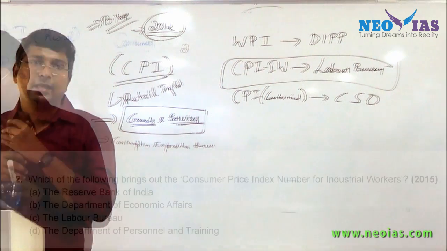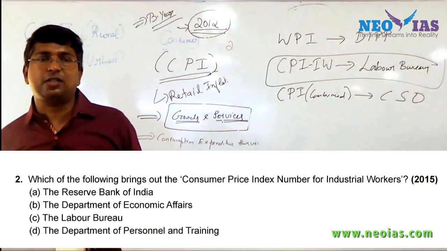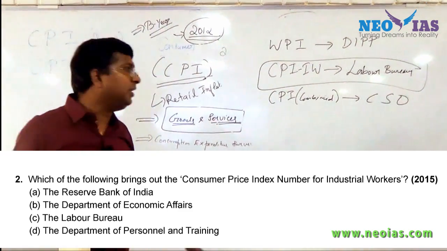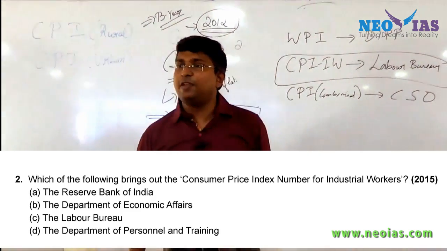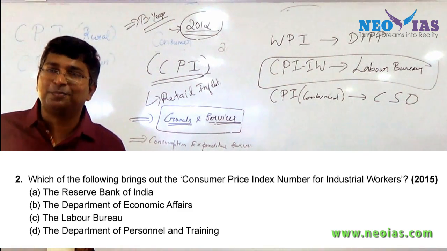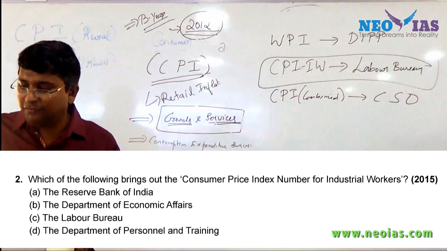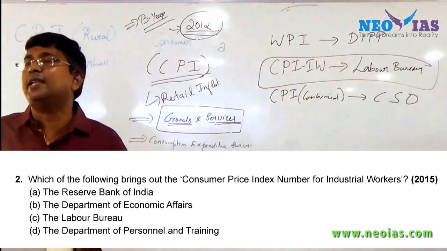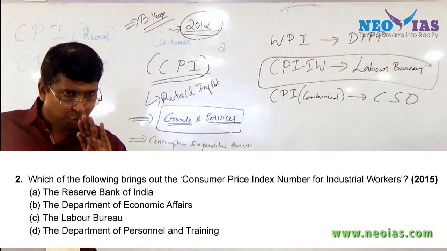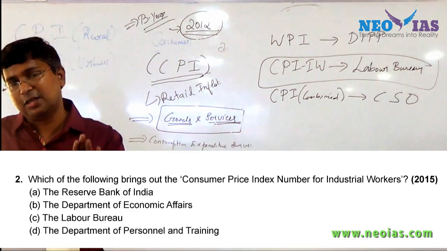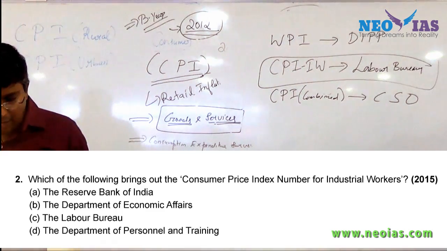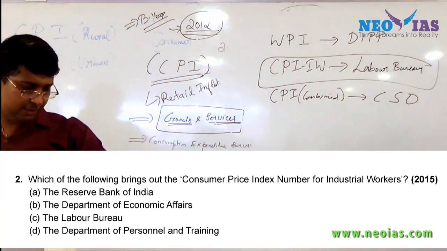2015 question, question number 2. Even though it is a factual question, it's a simple question. Reason being, if you see the choices, if you know these are the 3 agencies, even if you have confusion, only one is there. They have not troubled you. One is RBI, Department of Economic Affairs, Department of Personnel and Training. All the 3 never release any data related with inflation. So UPSC asks questions like this, but you should have an idea that the Labor Bureau, CSO, and DIPP release data in relation to inflation. Since UPSC has already asked a question, you can prepare accordingly.